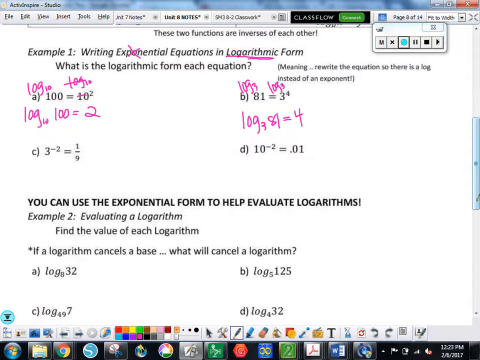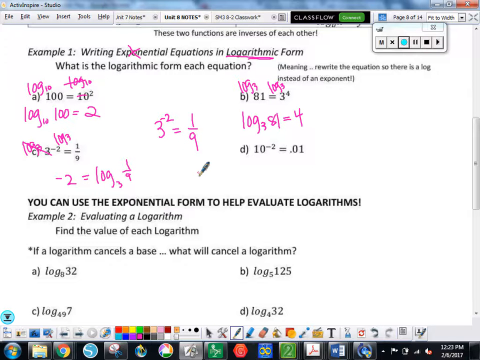What about part C though? I want to get rid of the 3. What do I do? 3, 3, those cancel, and you have negative 2 equals log base 3 of 1/9. Does that work? Is 3 raised to the negative 2 equals 1/9?